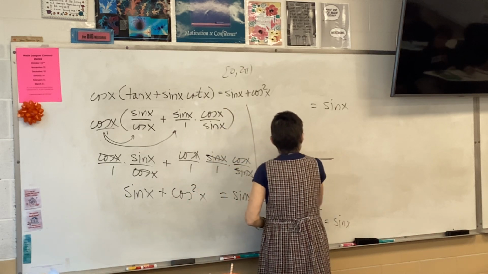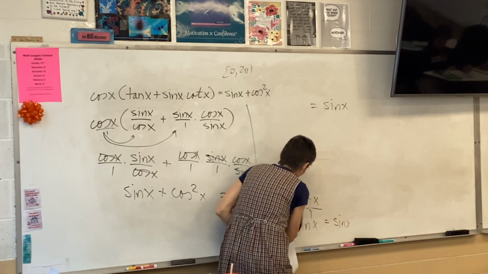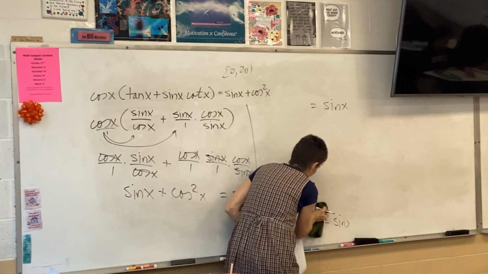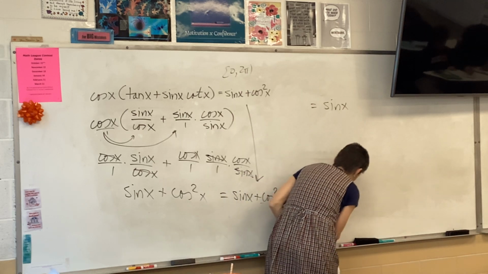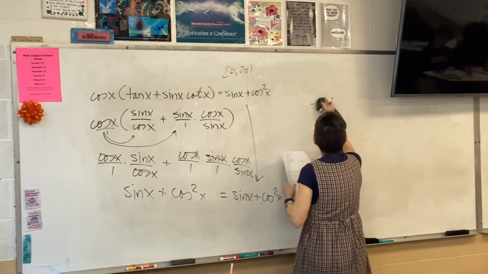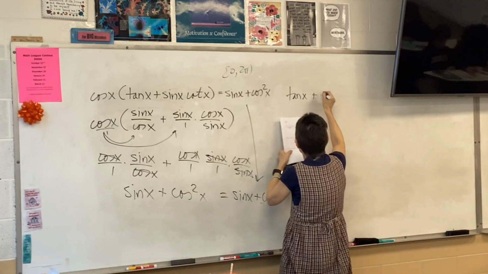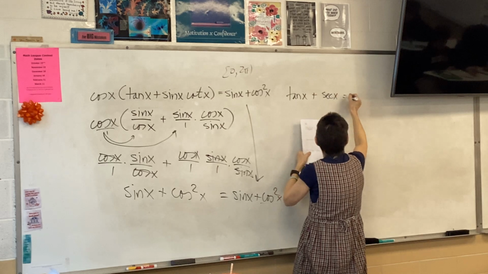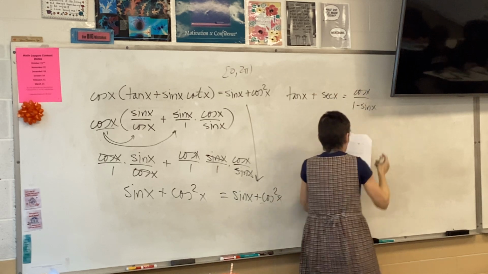All right, so just before you shout things out, take a moment, take a breath. What might be something to do here? Sine over cosine plus 1 over cosine, minus 1 over cosine. Let me block everything.